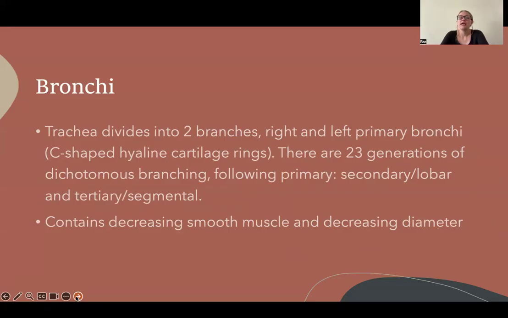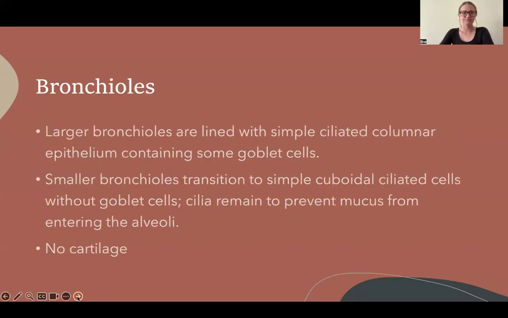Now, bronchi. Okay, so the trachea divides into two primary branches, your left and right primary bronchi, each leading to each lung. All right, there are 23 generations of branching, but the first branching is the secondary bronchi, sometimes referred to as lobar, and then the next one is tertiary or segmental bronchi. And then as they branch more and more, they get smaller and smaller. They have less smooth muscle, and they lose their C-shaped hyaline cartilage rings, right? So if you feel your trachea, right here in the front of your neck, you can actually feel those rings. That's that hyaline cartilage that they're referring to.